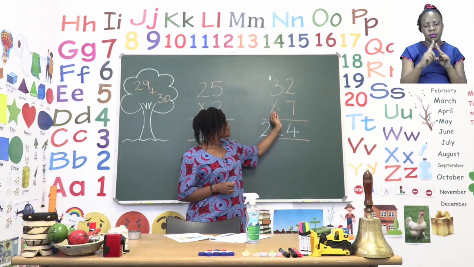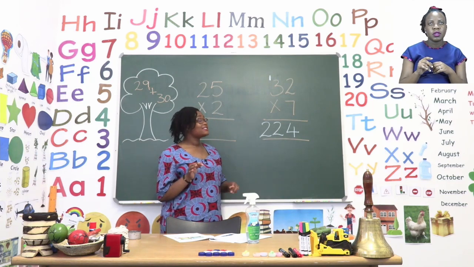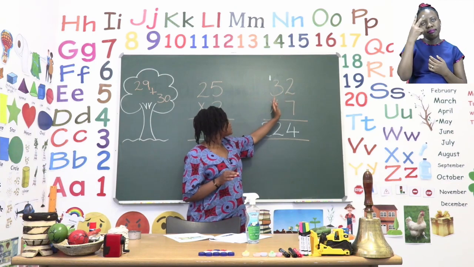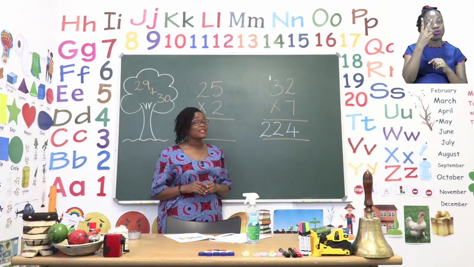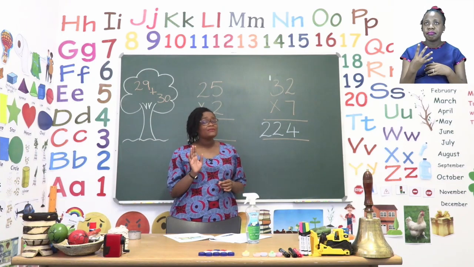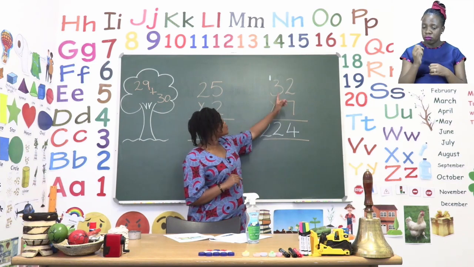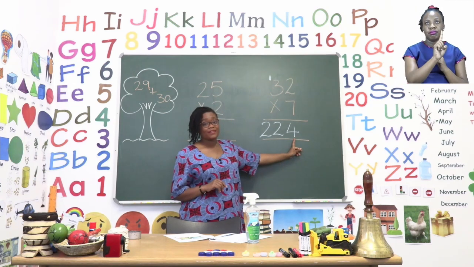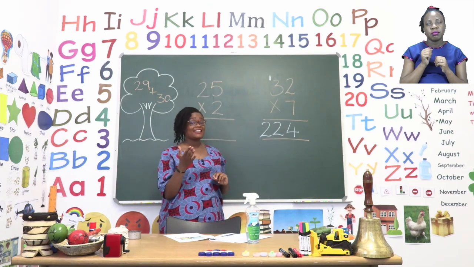32 times 7. So the first thing we do is start with our unit side, and we say 2 times 7. 2 times 7, boys and girls, we know is 14. But we don't have space for the double digits. So instead, we are going to put the 1 for the 14 here and the 4 at the bottom.